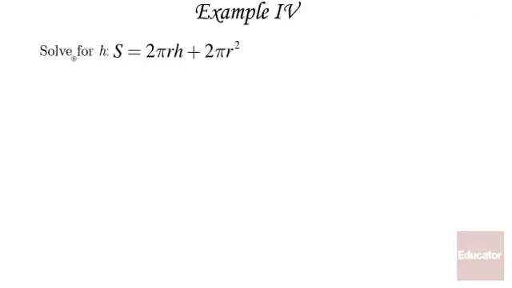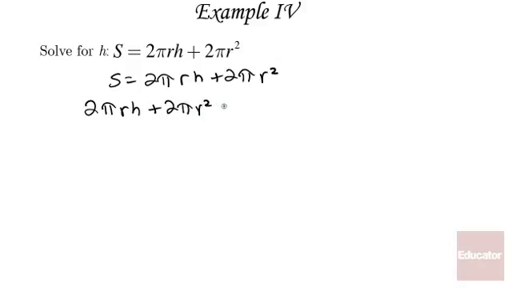Okay, in this example, we're asked to solve for h, and we're given, this is actually the surface area of a cylinder. So the surface area of a cylinder equals 2 pi times the radius times the height plus 2 pi r squared. So I need to solve for h in terms of these other variables. And I'm going to start out by using the symmetric property to rewrite this with the h on the left. So I'm going to rewrite this as 2 pi rh plus 2 pi r squared equals s. To get the h by itself, I can start out by subtracting 2 pi r squared from both sides.